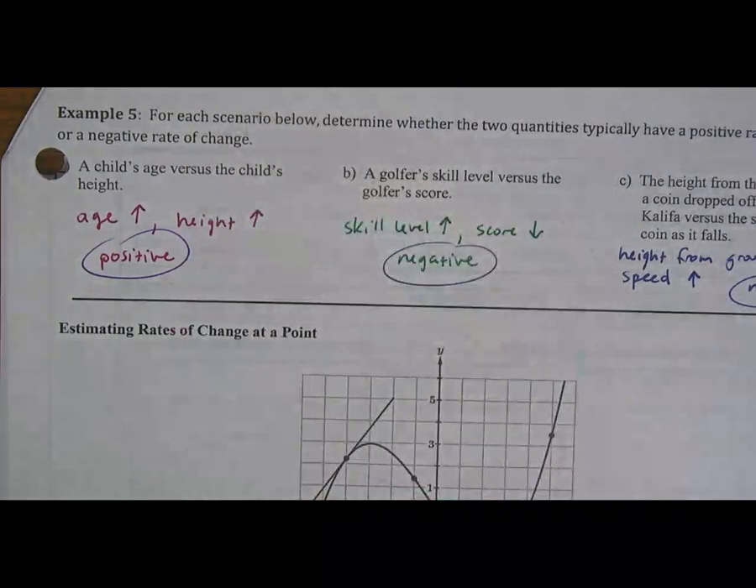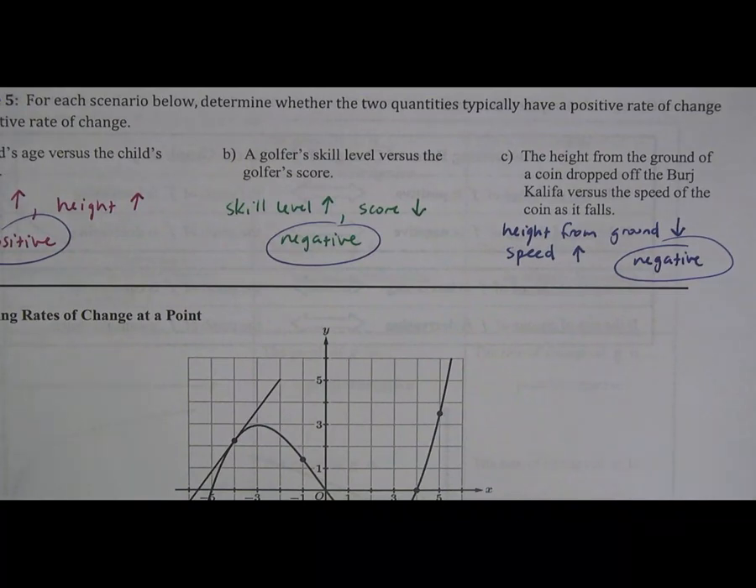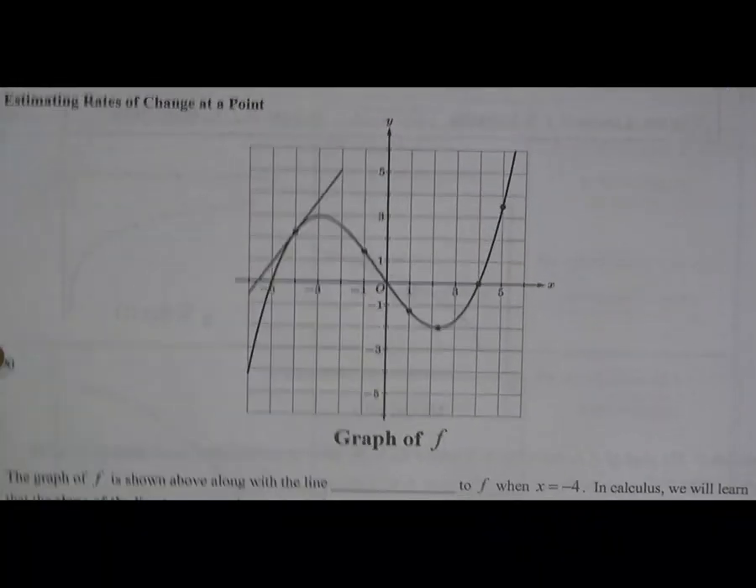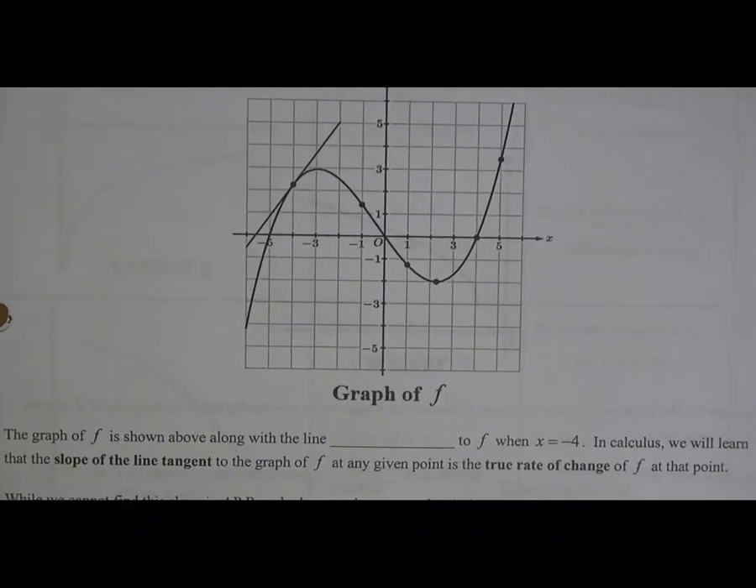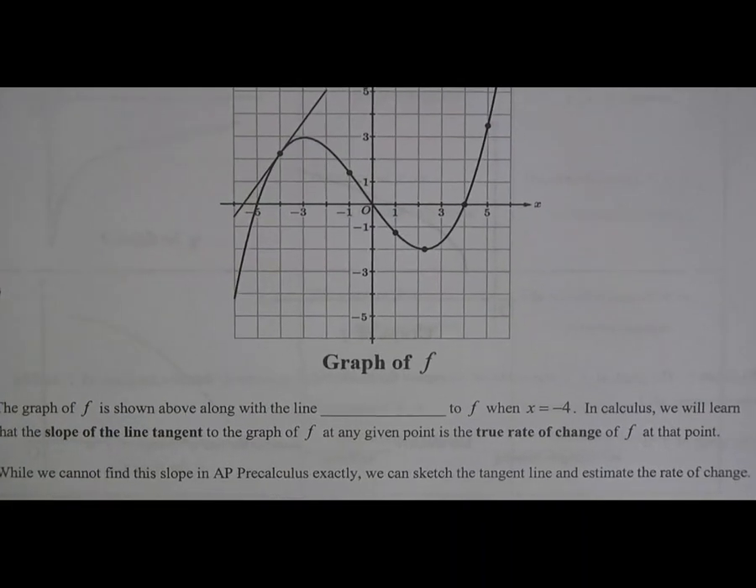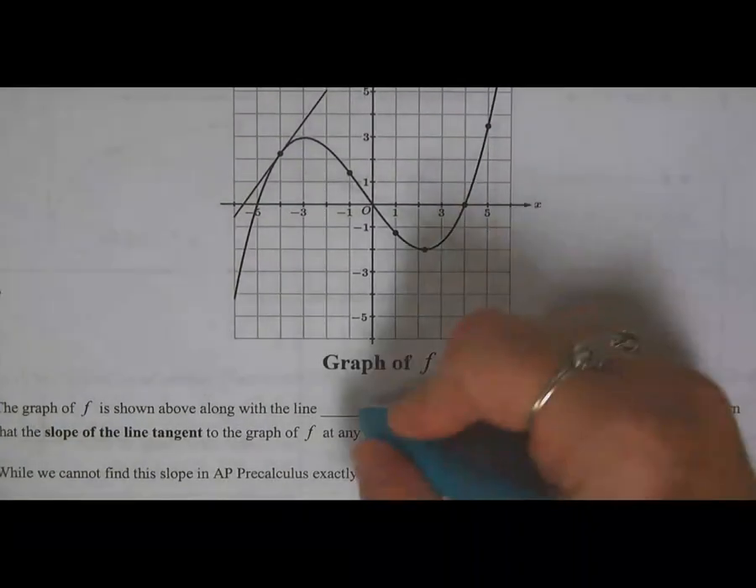So I hope those are easy for you when you have a little scenario. Now I get to talk to you about this tangent line stuff, and this is hugely important. Estimating rates of change at a point. The graph of f is shown above along with the line tangent to f.